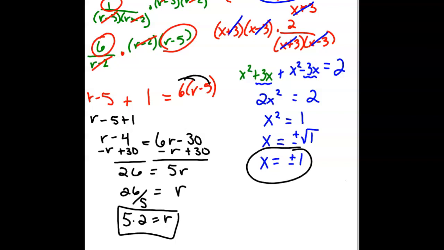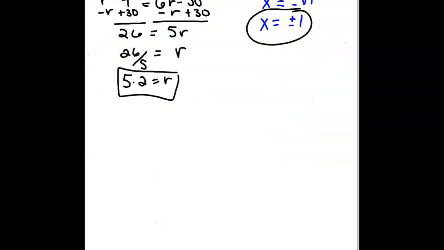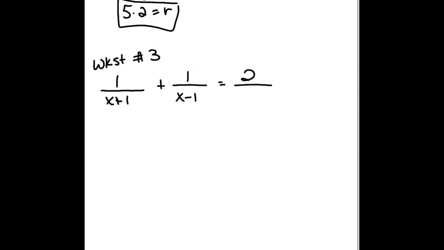All right, before we tackle our last word problem here, I do want to add one and show you what's going to happen when there are issues with that domain restriction. So let's look at, this is actually from your worksheet, today's worksheet, number 3. We have 1 divided by x plus 1. We're adding 1 divided by x minus 1. And we're supposed to get 2 divided by x squared minus 1.